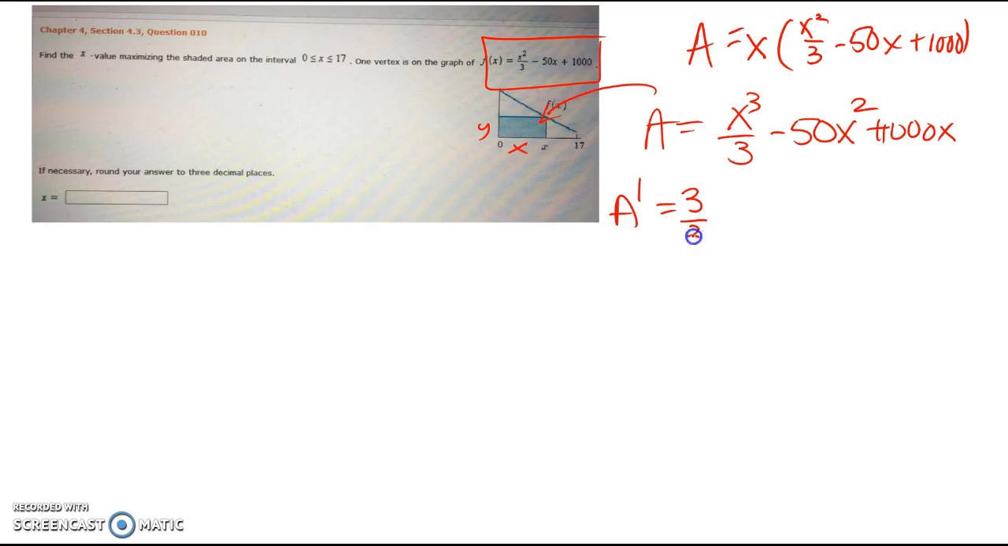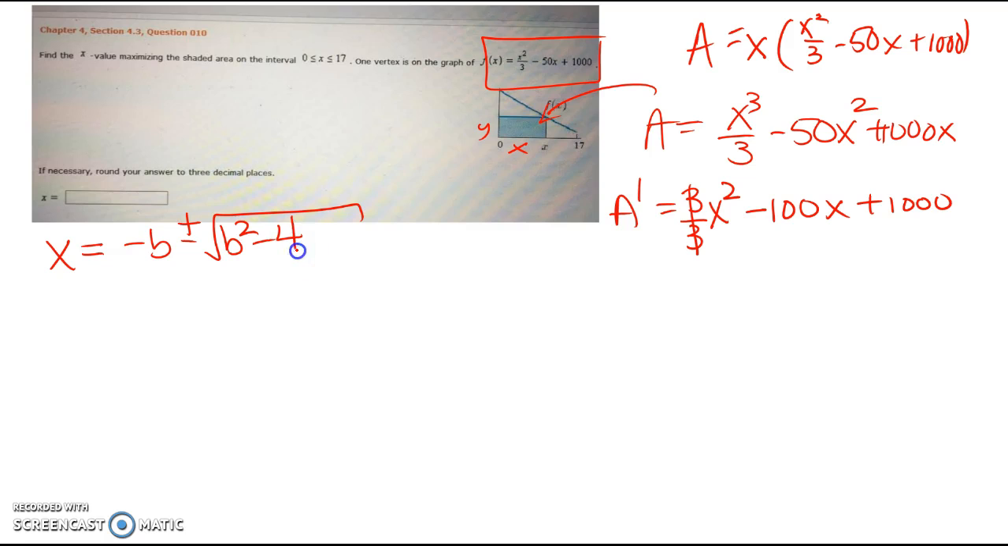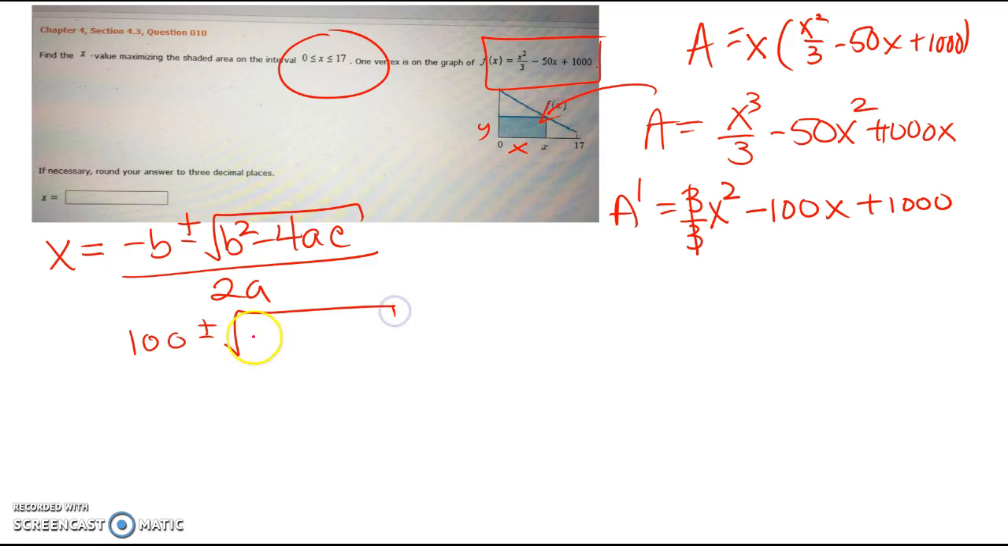All right, well again, if I'm going to maximize the area, I need to take the first derivative, which, a 3 comes down in front, take out that 3, x squared minus 100x plus 1,000. Well, we weren't going to be able to factor that, so we need to use the quadratic formula, which says x is equal to negative b plus or minus the square root of b squared minus 4ac all over 2a, keeping in mind our closed interval. So negative b, 100 plus or minus the square root of 100 squared minus 4 times a, which is 1, times c, all over 2a, which is 2.